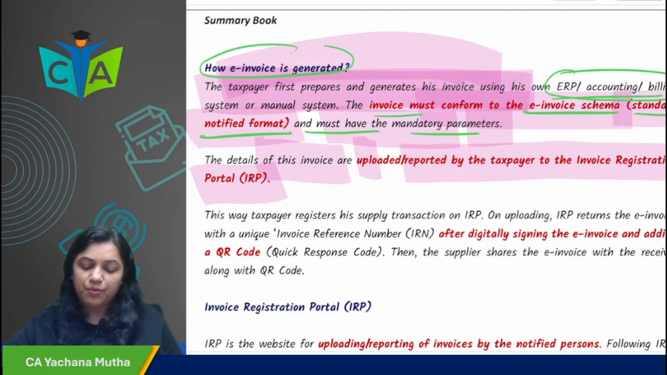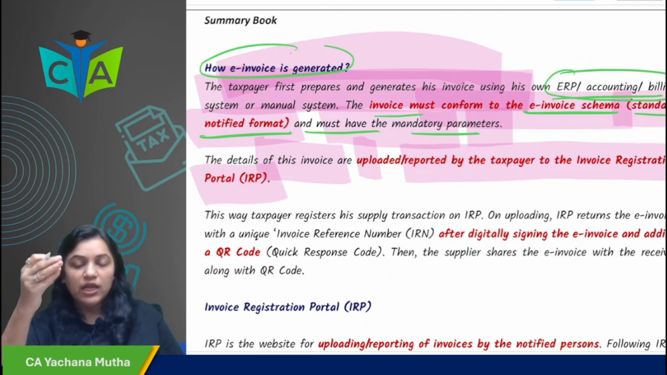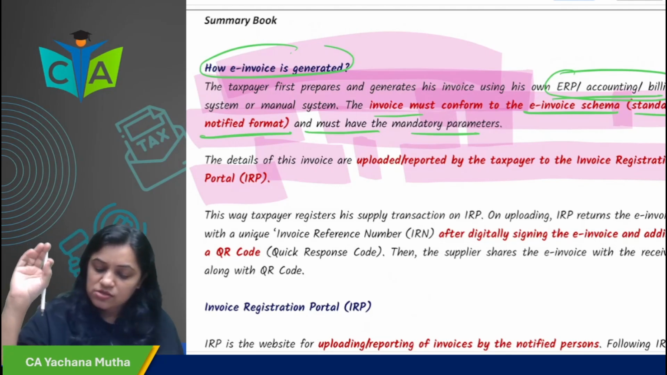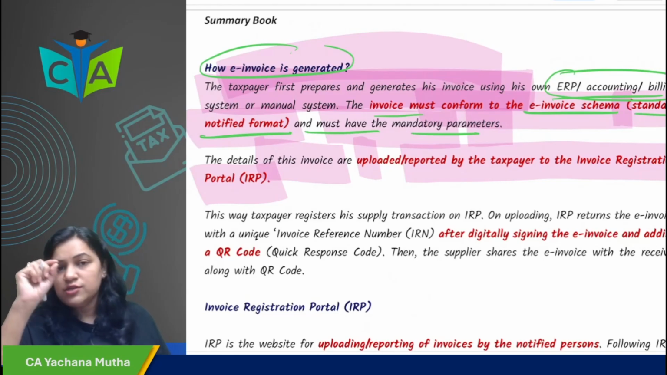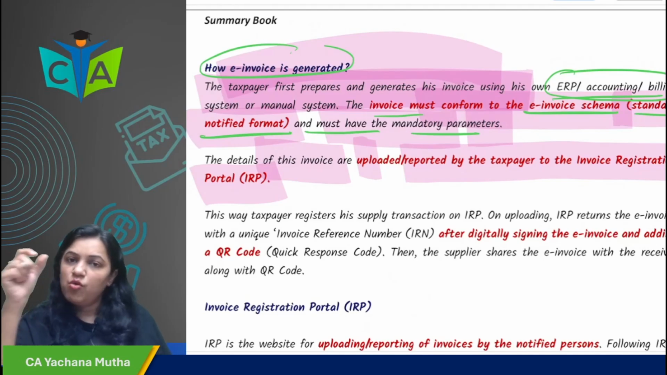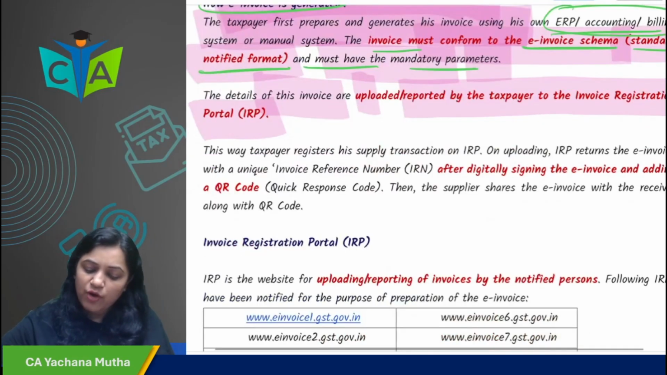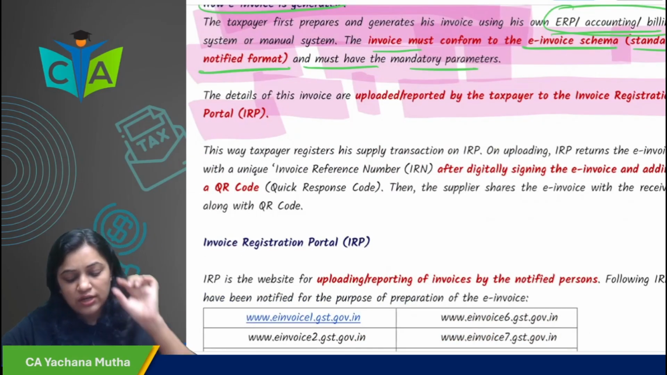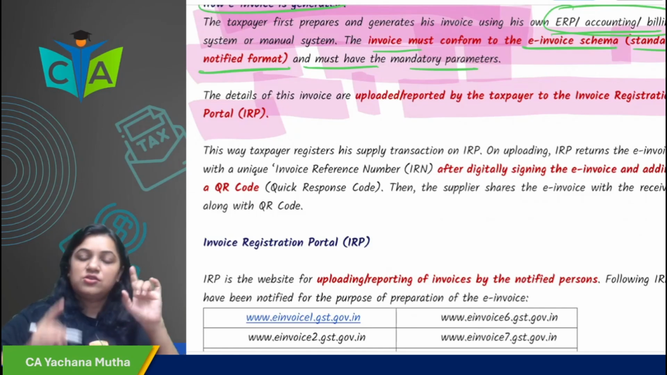First the taxpayer prepares the invoice. You will prepare the invoice on your own using your accounting, ERP, billing system, whatever manual system. You will make your invoice from your own system first. Then your invoice must conform to the e-invoice schema, that is the standard format. So whatever fields are there in the e-invoice schema, that should be there in your invoice also. Now you have prepared an invoice. Now the details of the invoice will be uploaded, reported by the taxpayer to the invoice registration portal.